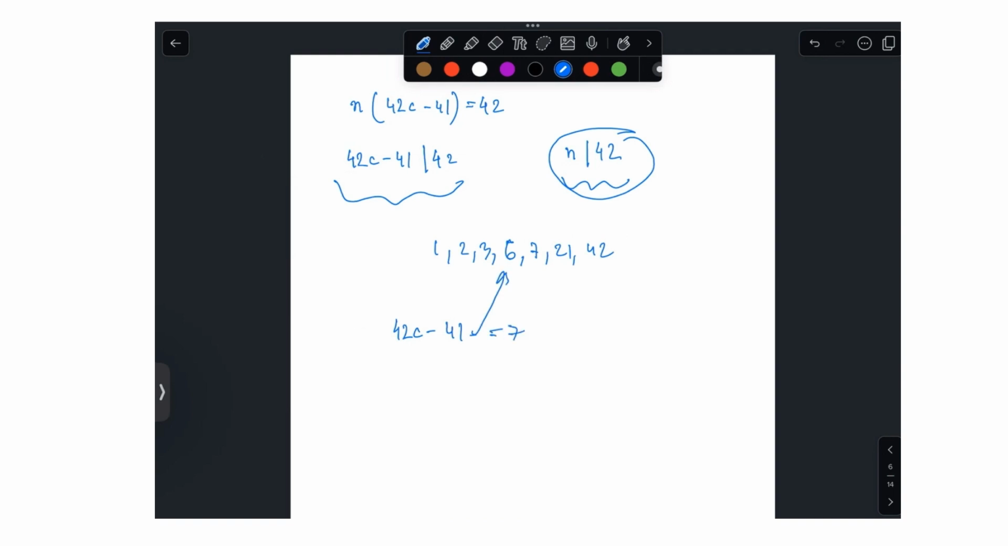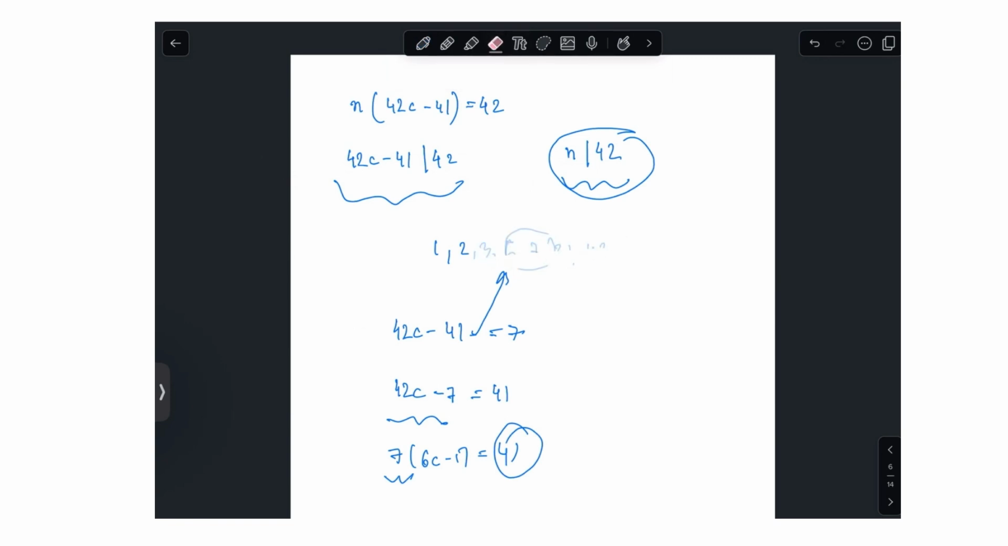Let's see, you take 7. So it's turning out that 42c minus 7 is equal to 41. And if you take 7 common here, 6c minus 1 is equal to 41. This can never happen, right? That's exactly the problem, because this is a prime number and 7 is on the other hand side. So you can see it is about the property of the commonness of this factor and 42, not something else. So that's what we will do here.